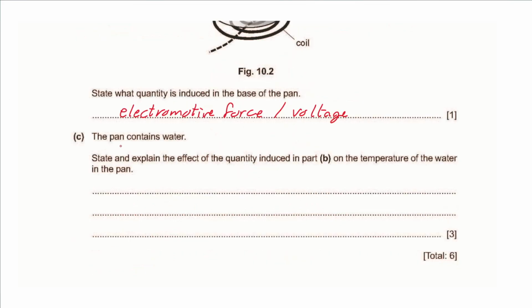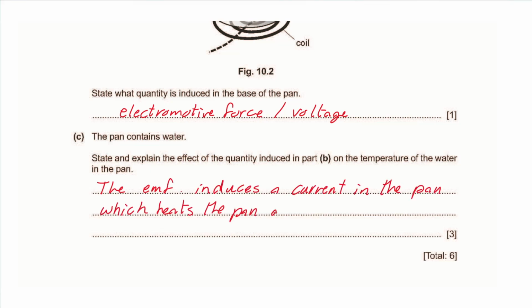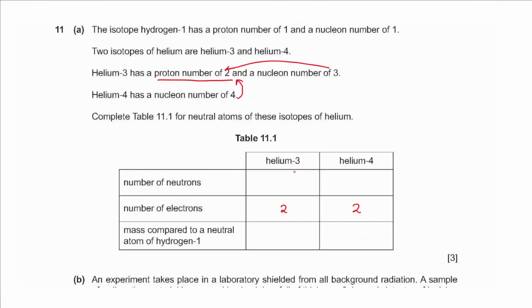Part C says the pan contains water. State and explain the effect of the quantity induced in Part B on the temperature of the water in the pan. We say that the EMF induces a current in the pan, which heats the pan, and then heat is transferred to the water, causing its temperature to rise or increase.